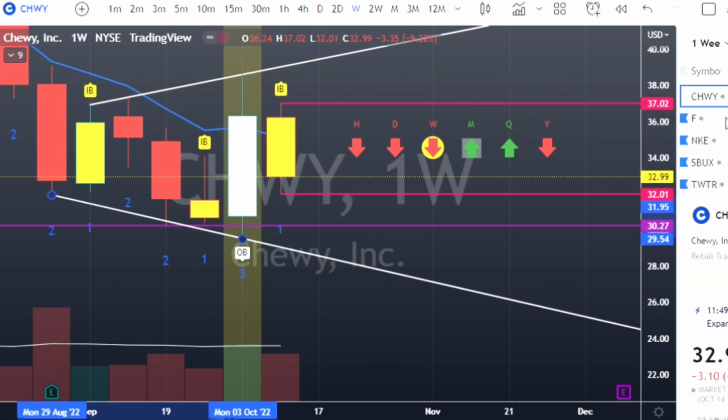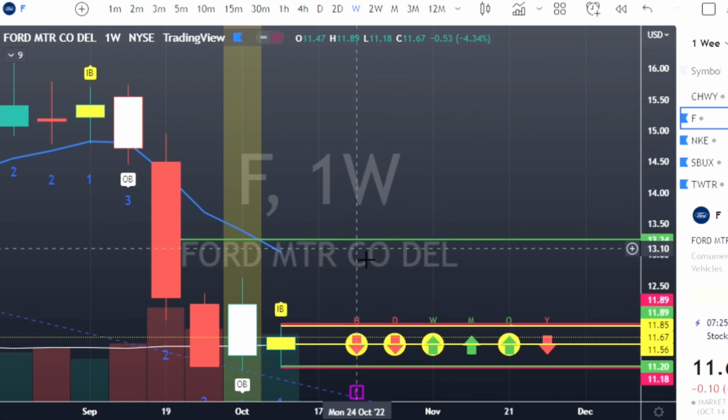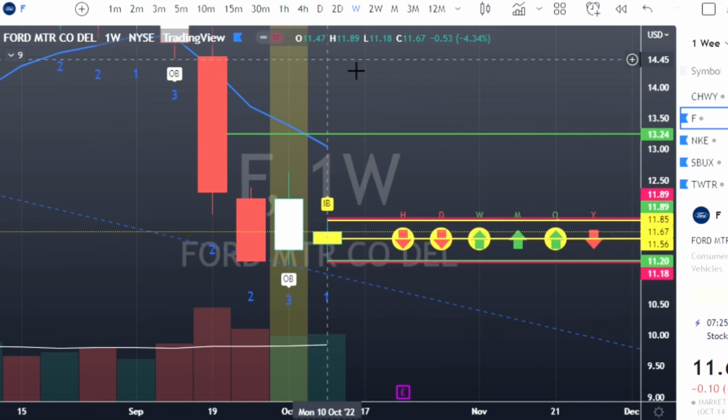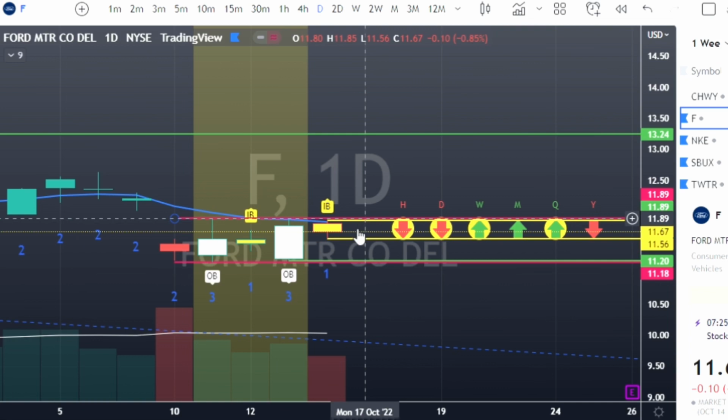We're going to move on to Ford, ticker symbol F. Another 3-1 setup. So we just went through those, so you guys know all about them. The interesting thing with this is we also have a setup on the daily. So if we go to the daily chart, we have a 3-1 setup on the daily.